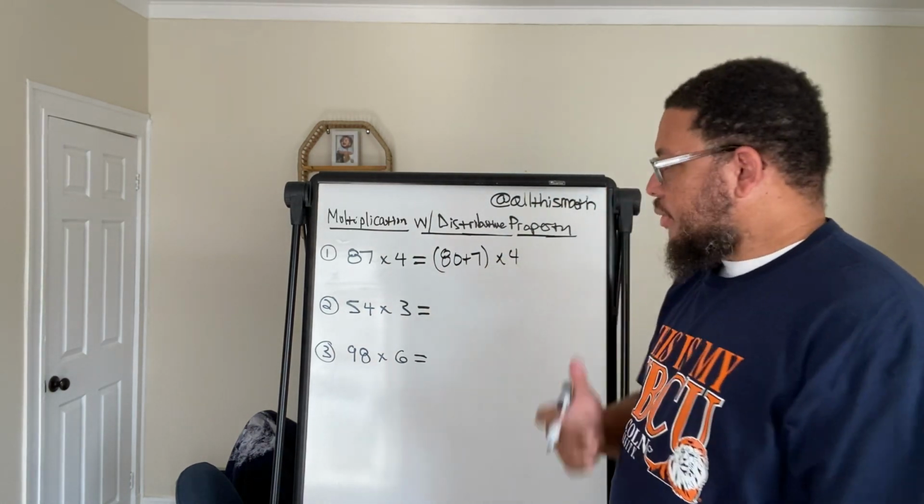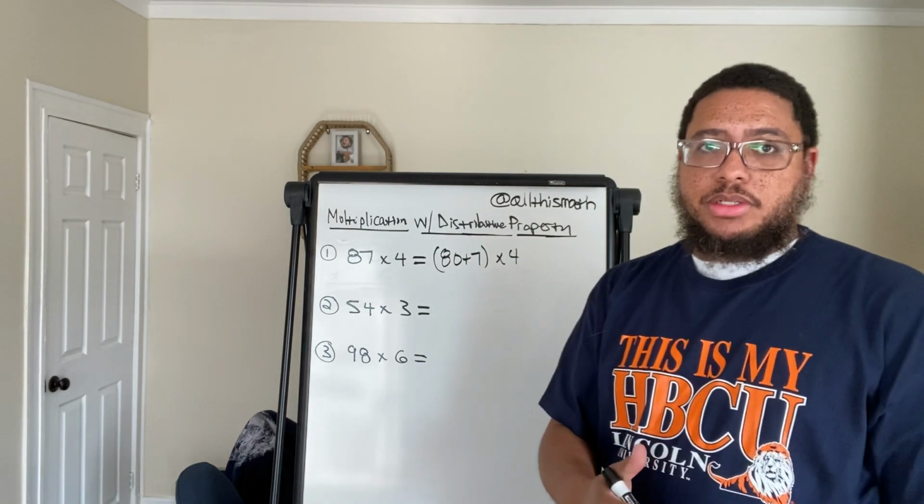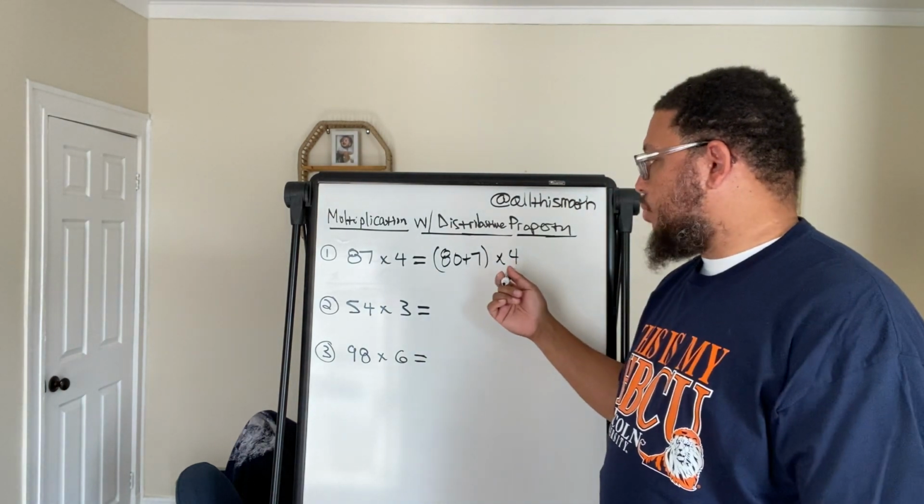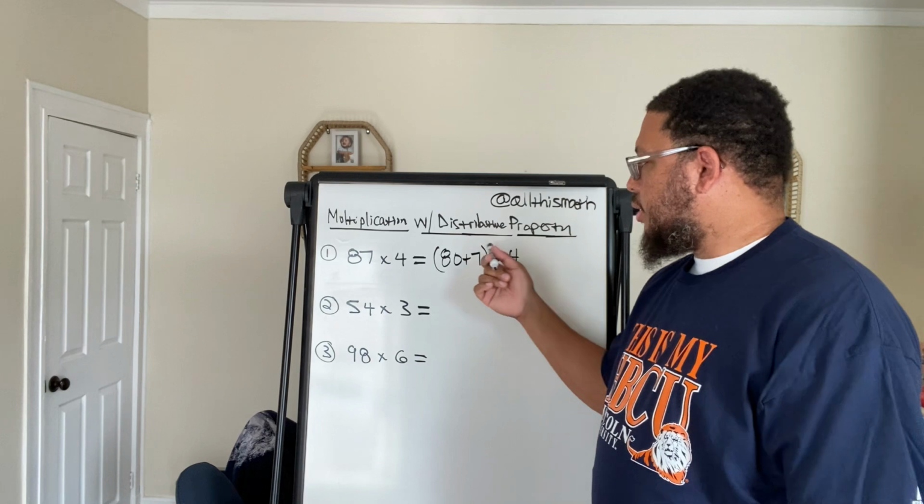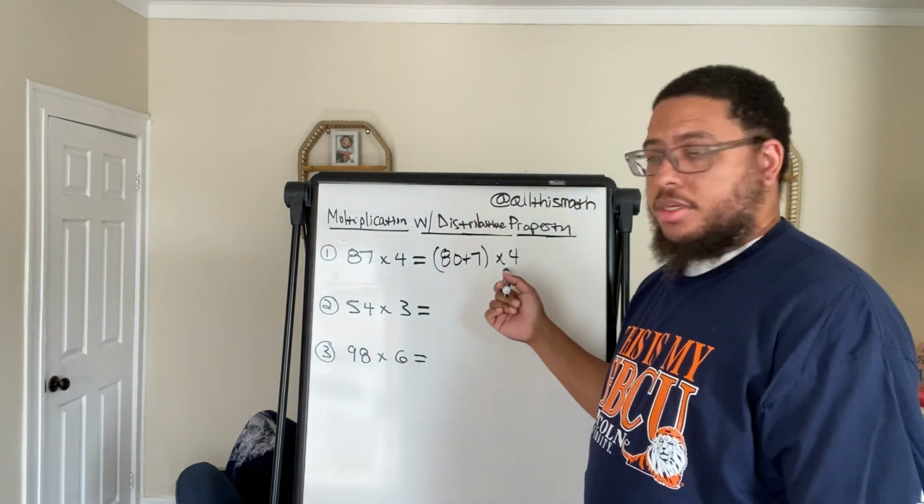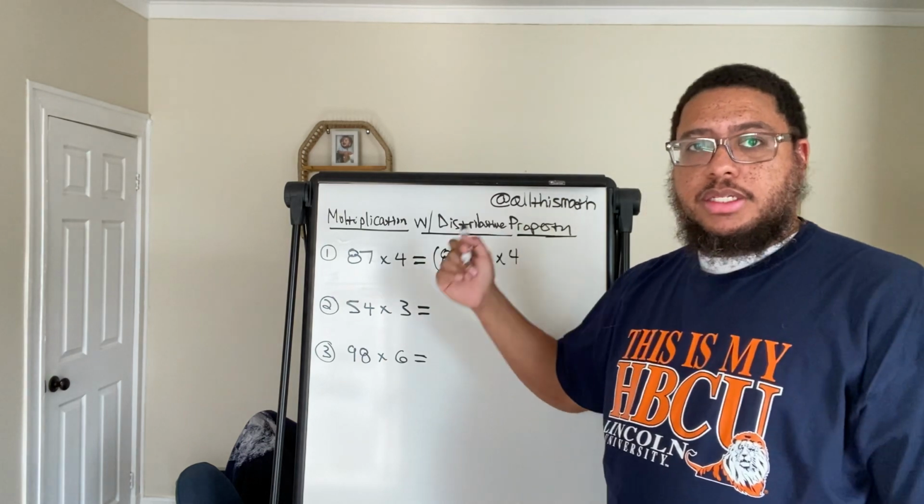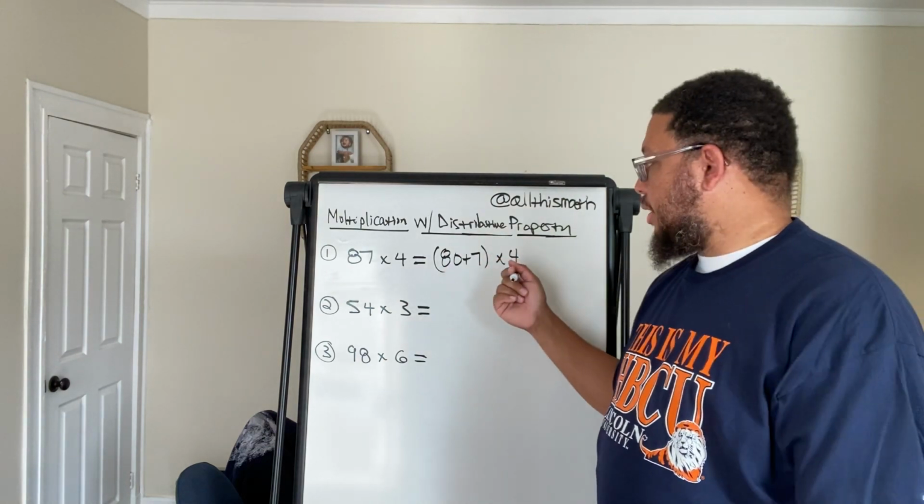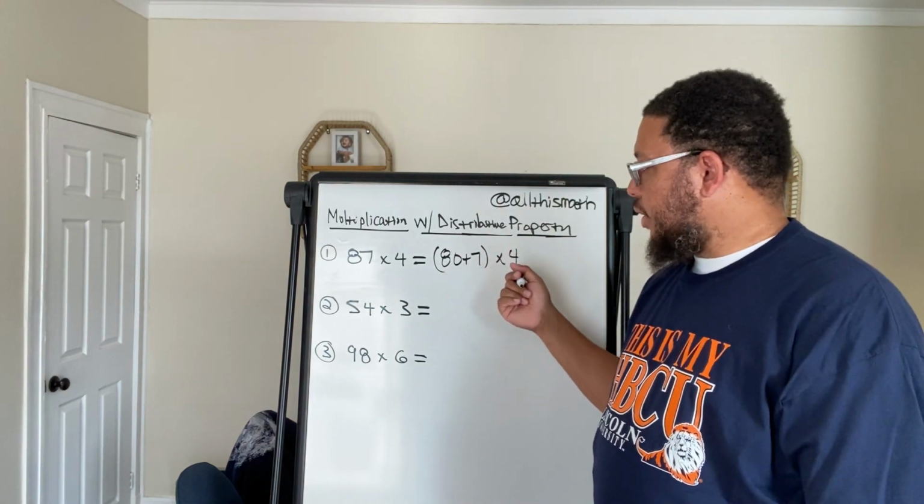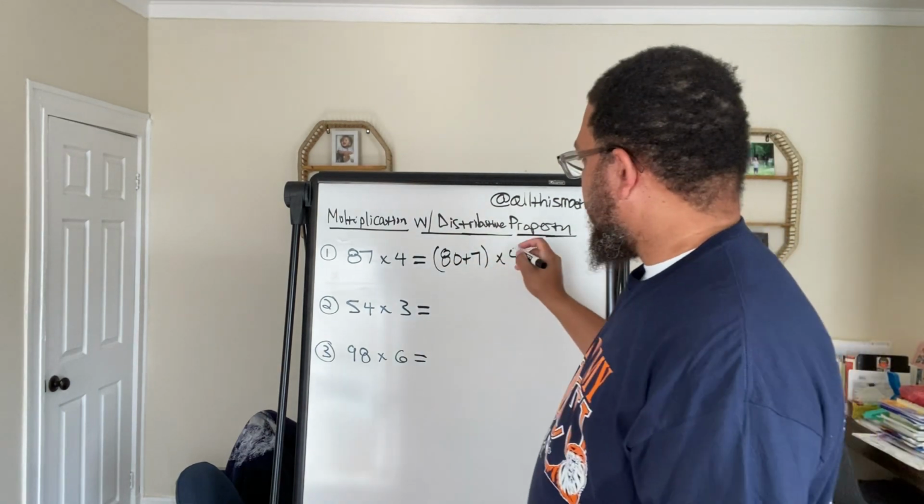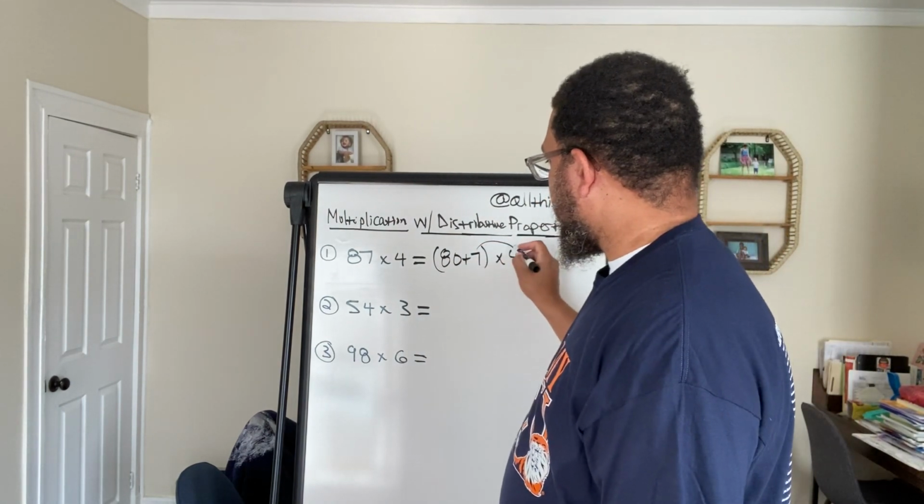Now, this is where the distributive property comes in, because I basically am distributing this 4 to everything inside the parentheses. The 4 gets distributed to the 7. The 4 gets distributed to the 80. So we're going to do 4 times 7. We're also going to do 4 times 80.